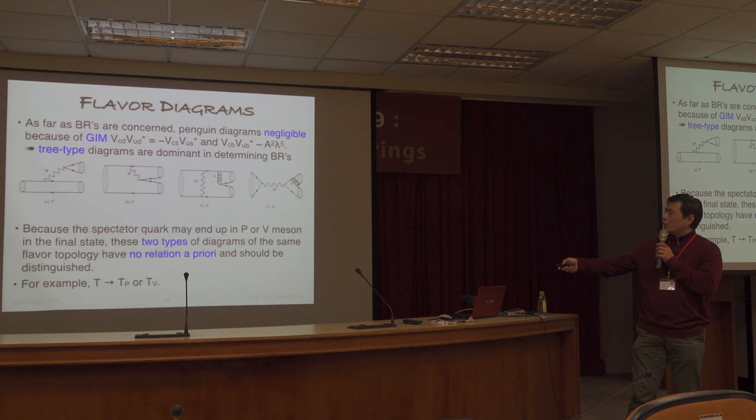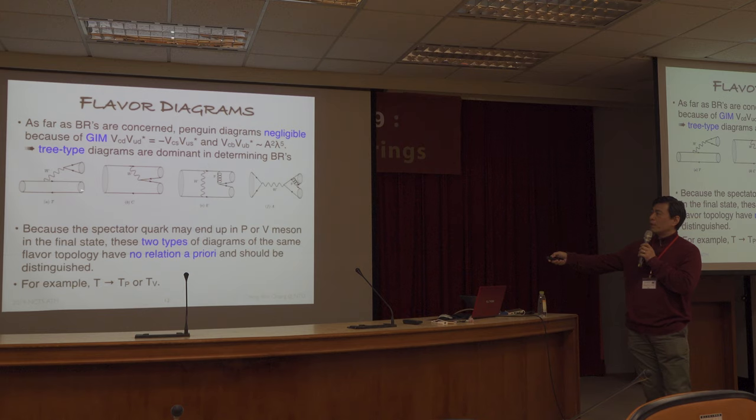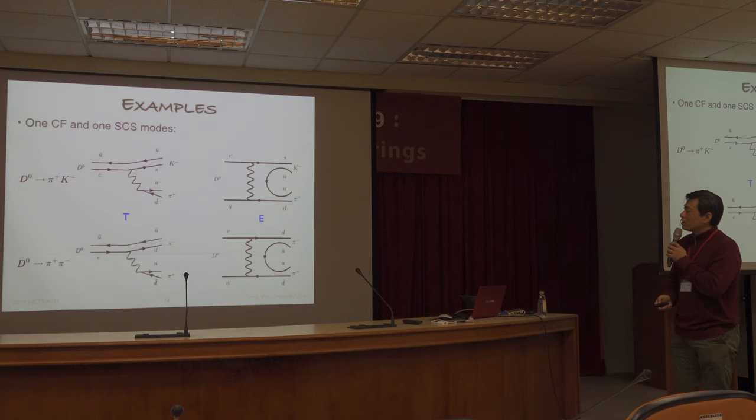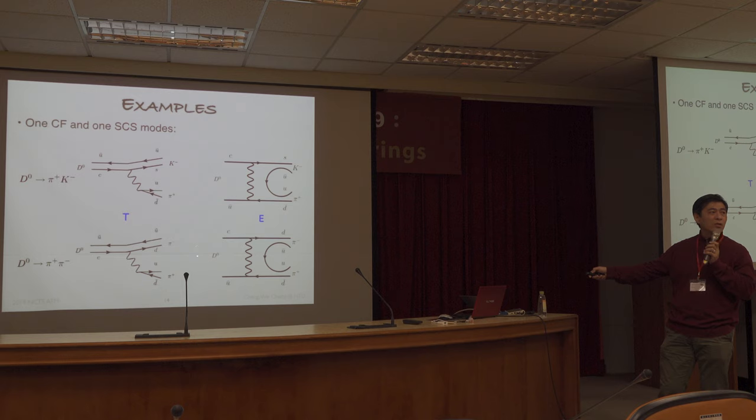And one word is that in the case of VP decays, because the spectator quark can end up in either a pseudoscalar or a vector meson in the final state, we should distinguish these two types of diagrams. Therefore, when you go to the VP decays, instead of just the T, you have the TP type and TV type. They're different. And here I give you one simple example where the first channel is Cabibbo favored, and the second one is singly Cabibbo suppressed, and they involve the same diagrams of the same topology. The only difference is the flavor.